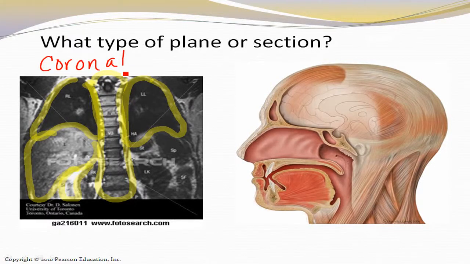This one, you're looking at a side view of the head. Obviously with that type of view, the body has been sliced like this and pulled apart, and you're looking at an inside view on the right half of that cut. So what type of section is that going to be? This looks like it was cut right through the very middle of the body, so we would say this is a mid-sagittal section.